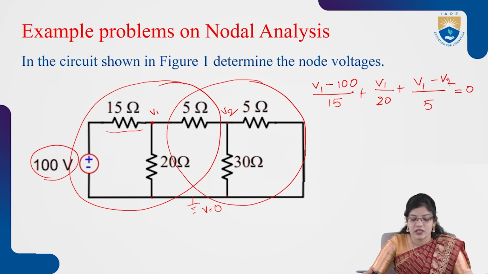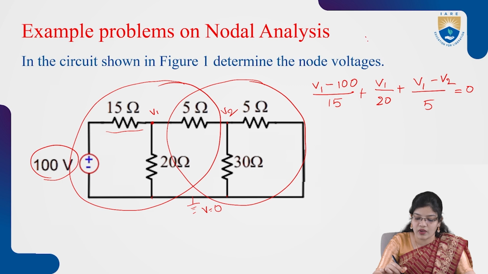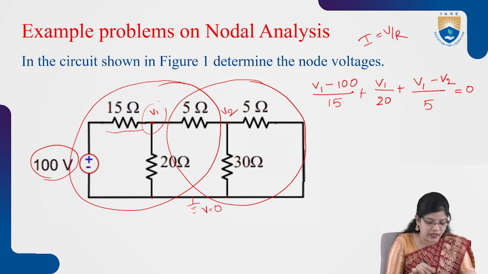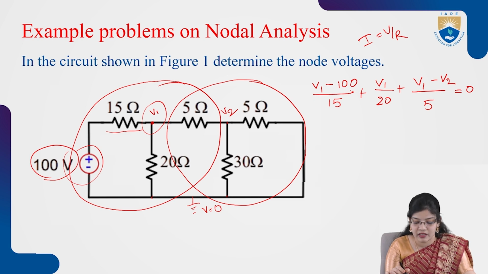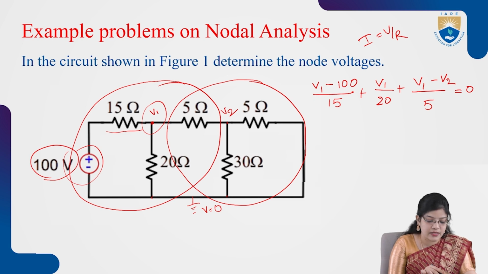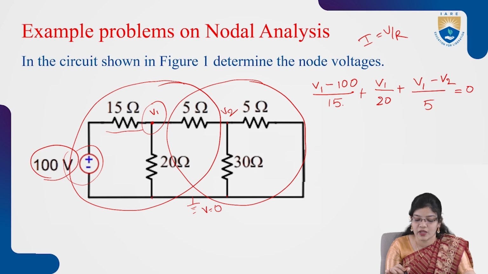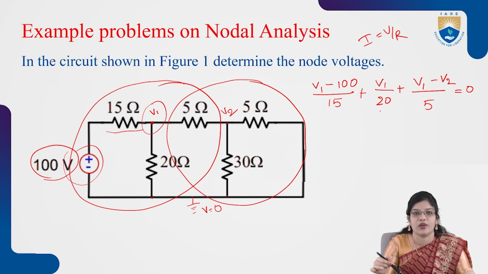All these equations I am writing in terms of I equals V by R. So this is the voltage and this is also the voltage. I am taking it as V1 minus 100, and the resistance in between these two points will be 15 ohms. And then by considering this element, the voltage will be V1 and the resistance at this point will be 20.